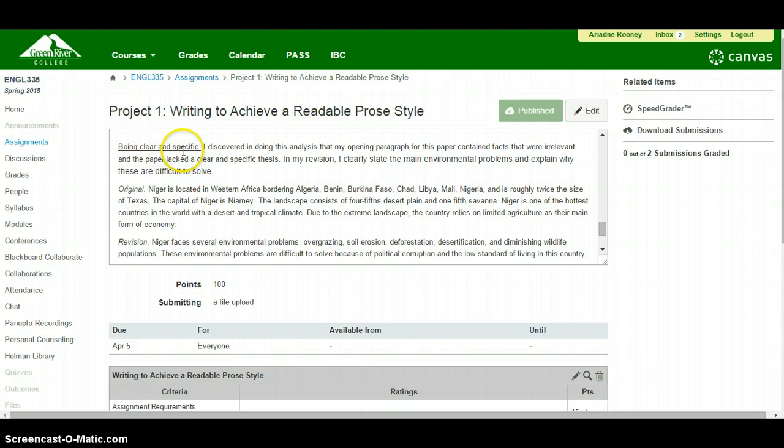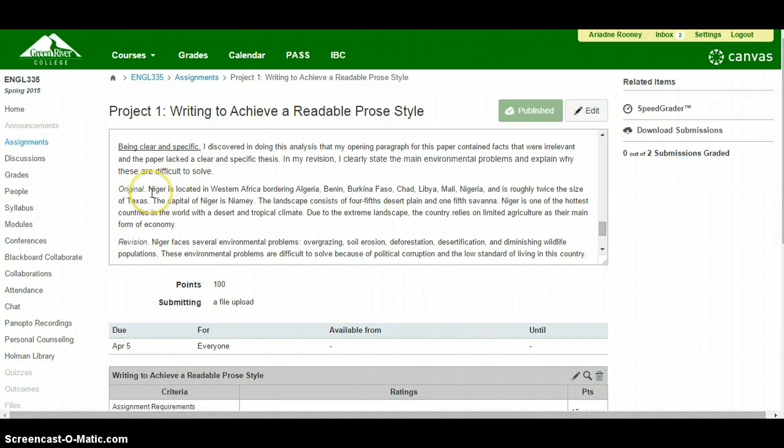She has a heading here, so I know exactly what this paragraph is going to be about. And she makes a claim. "I discovered in doing this analysis that my opening paragraph for this paper contained facts that were irrelevant and the paper lacked a clear and specific thesis. In my revision, I clearly state the main environmental problems and explain why these are difficult to solve." So a little bit of analysis there.